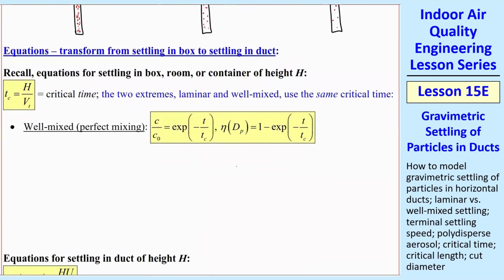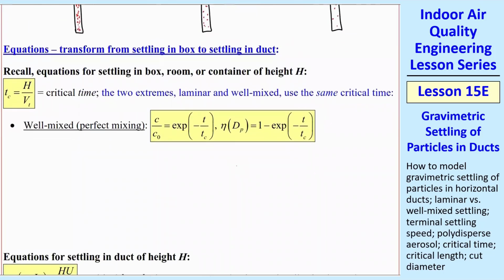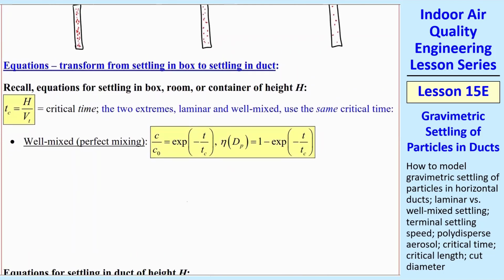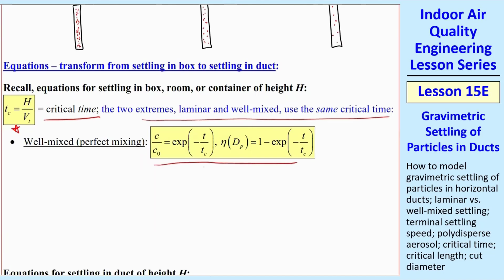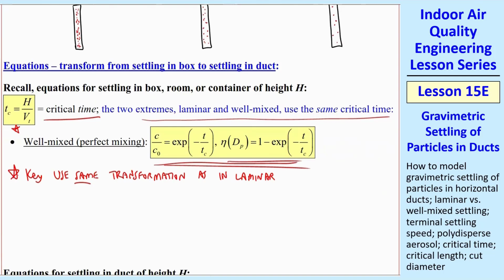We do the exact same transformation that we did with the laminar case. So now let's look at the equations for settling in a box or a room or a container of height h. We had the same critical time, remember. Both the two extremes, laminar and well-mixed, use the same critical time, so that's the same as we had. The difference is we have this exponential equation for mass concentration or the grade efficiency.